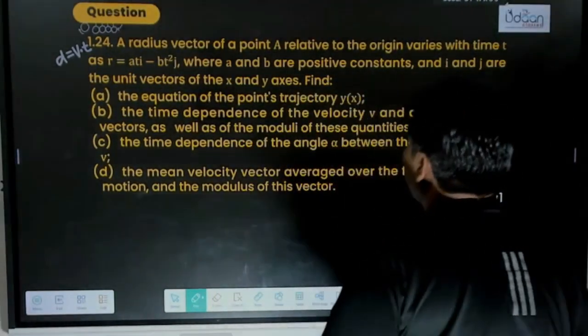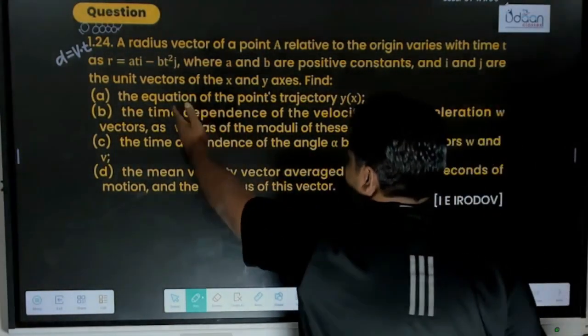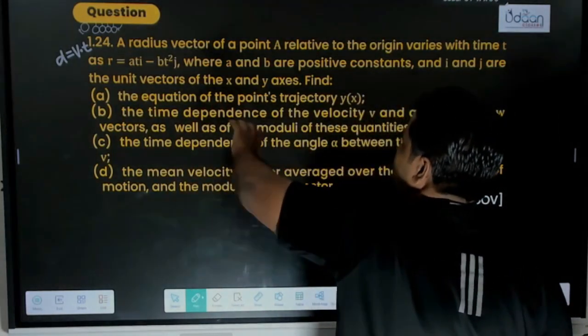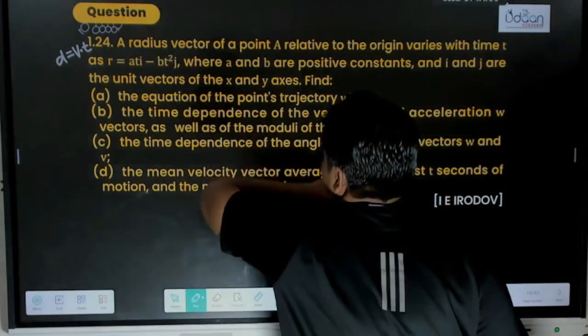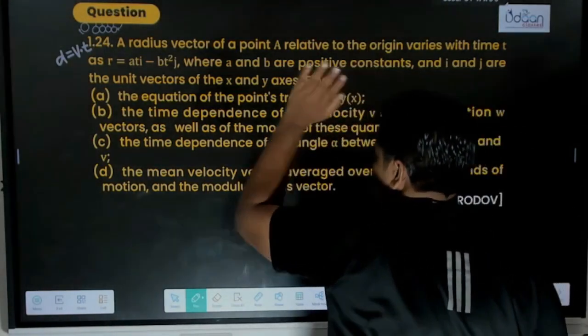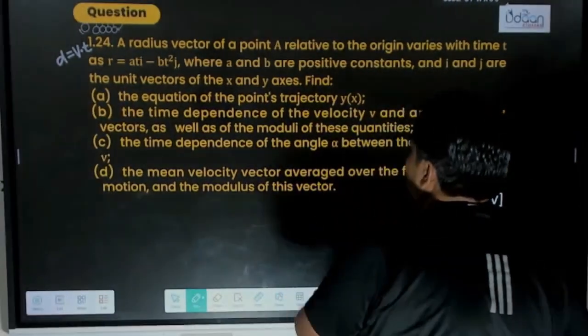Here, what is the thing? A radius vector of a point A relative to the origin varies with time t in this way. They are giving you the value of r to be at I cap minus bt square j cap, where a and b are positive constants and i and j are unit vectors. Okay, find the equation of the point's trajectory.